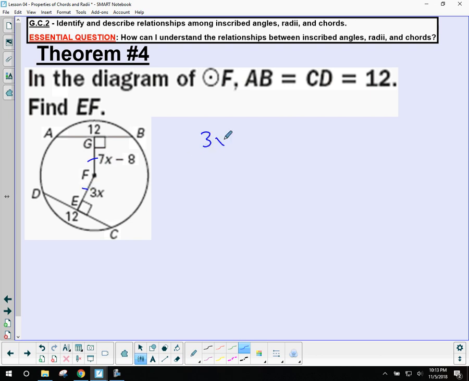I'm going to subtract 7 next. Make it happen, Captain. Got negative 4x right here. Negative 8. Divide by negative 4. And get negative 2.